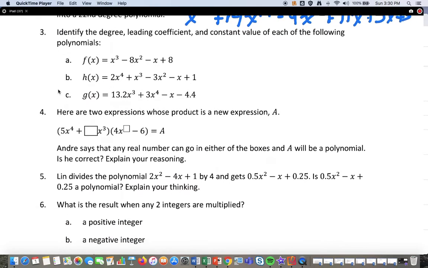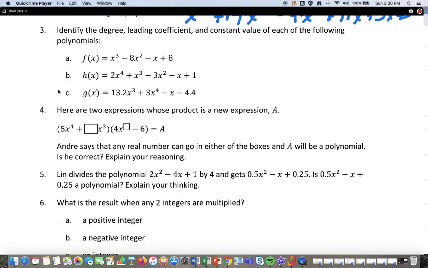Number 3, identify the degree, the leading coefficient and constant value for each. So for the first one, the degree is 3. The leading coefficient is the 1 because there is no number in front of the x cubed, so we know that it's a 1. And the constant value is 8 in this case. For the function h in letter B, our degree is 4. That's the highest degree there. Our leading coefficient then would be the 2 because that's the coefficient of the x to the 4th term. And then the constant is 1.